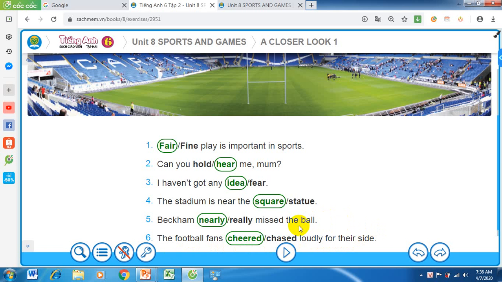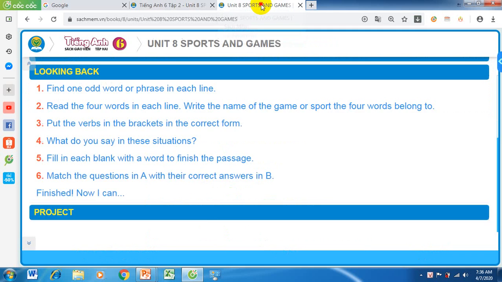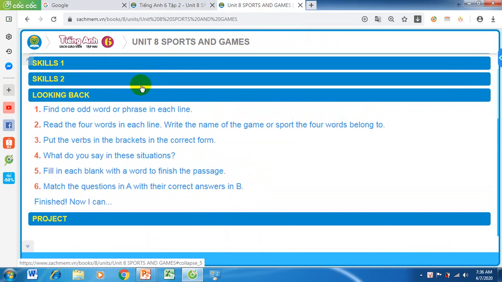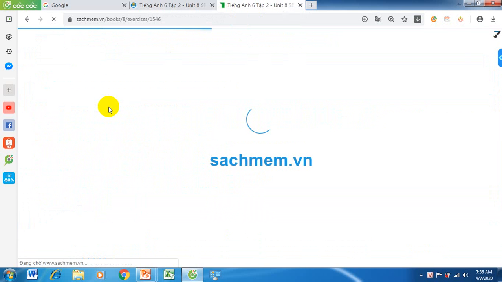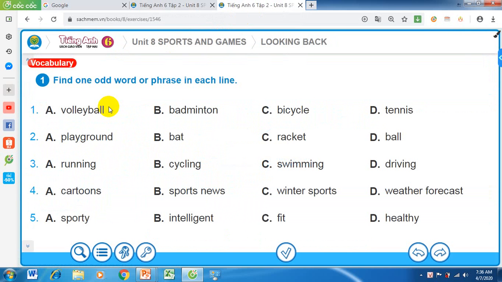Yes, now we will practice more with some exercises of Closer Look 1. We move on to Looking Back. Number 1, find one odd word or phrase in each line. In this exercise, you will find one word that is different from the 3 words. Okay? It means odd word. One word that is different from the others.